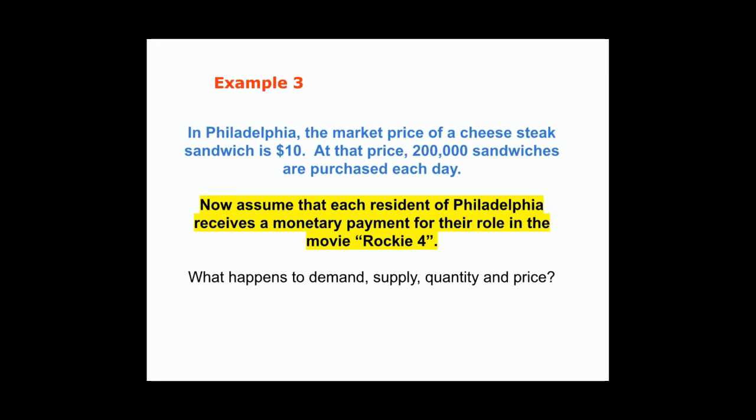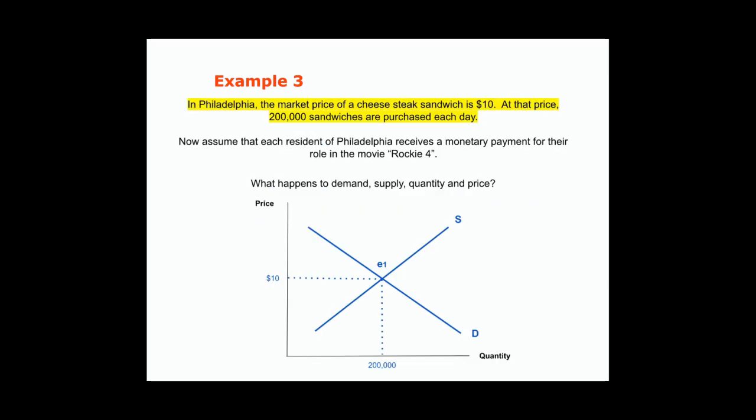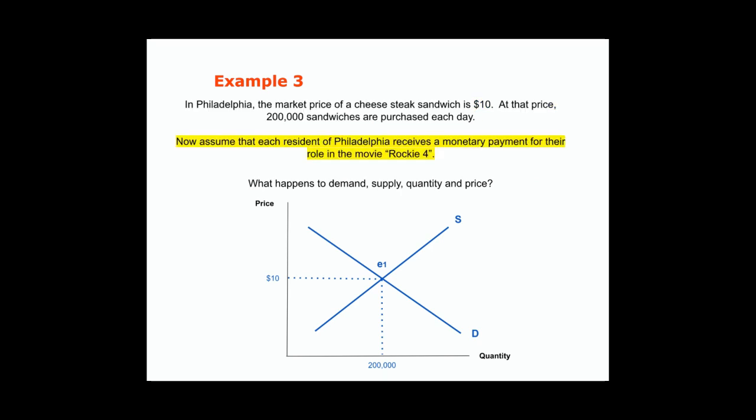Example 3. Same set of facts. We're in Philadelphia with the cheesesteaks, but now we assume each resident of Philadelphia receives a monetary payment for their role in the movie Rocky IV. What would happen to demand, supply, quantity, and price? Well, we start with our equilibrium situation. We know what it is beforehand. Then something happens. Every resident of Philadelphia gets a royalty payment for their part in the movie Rocky IV.